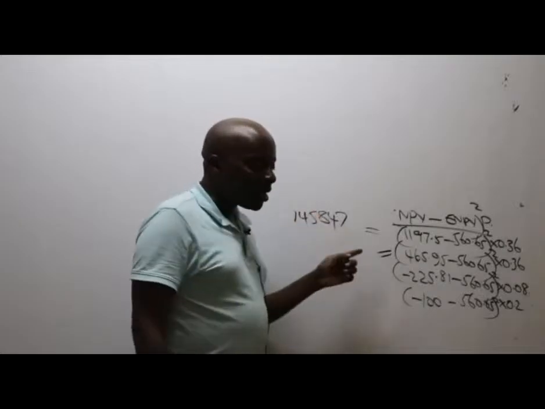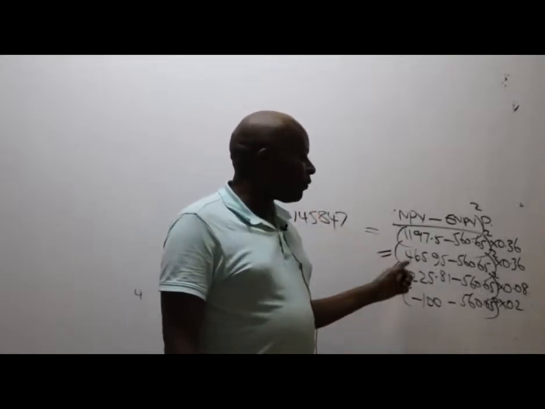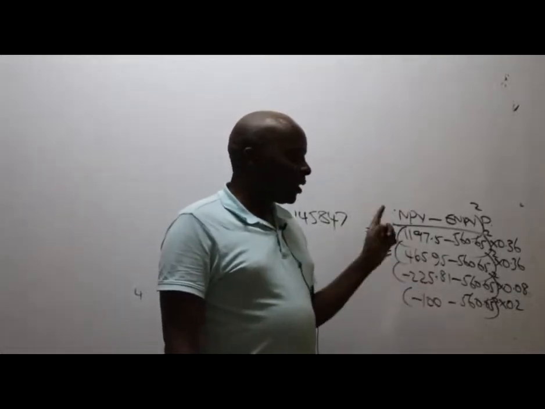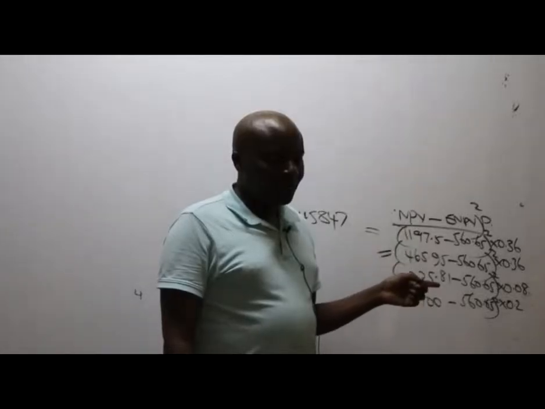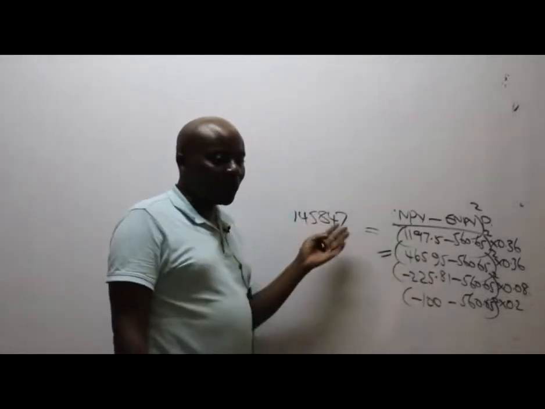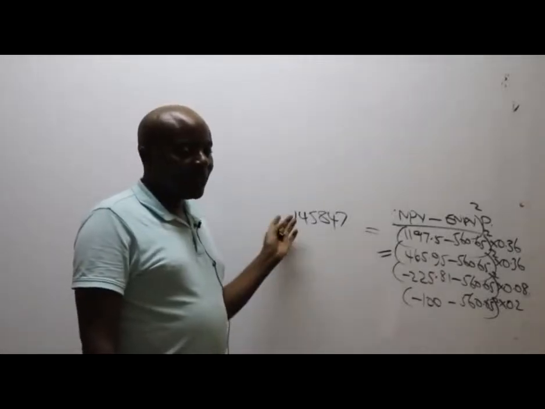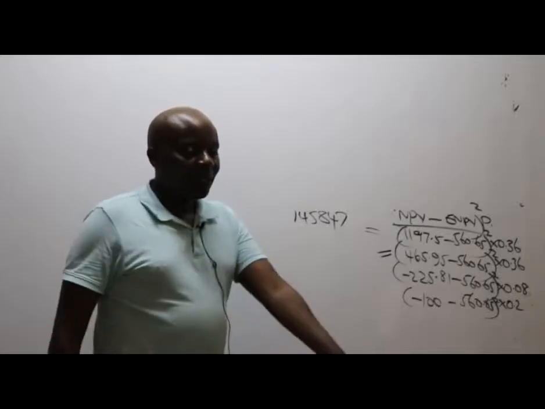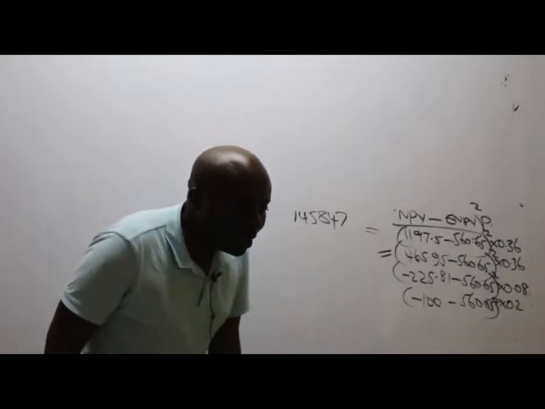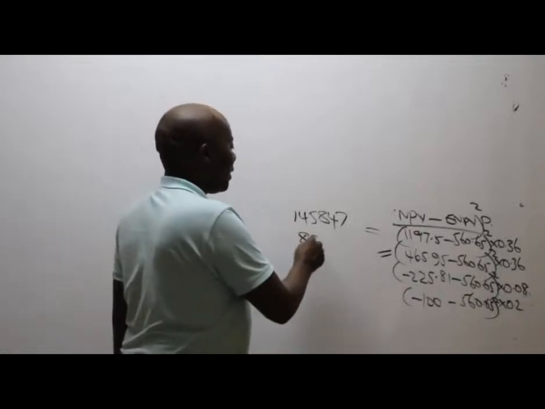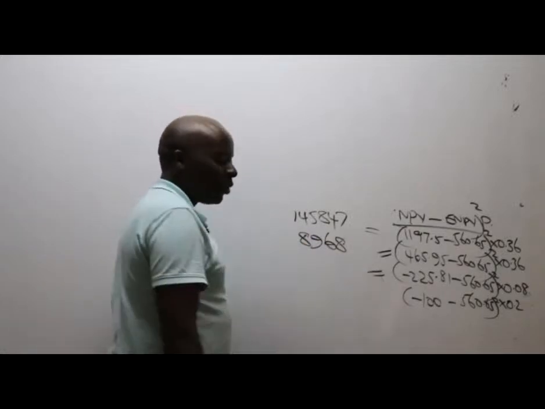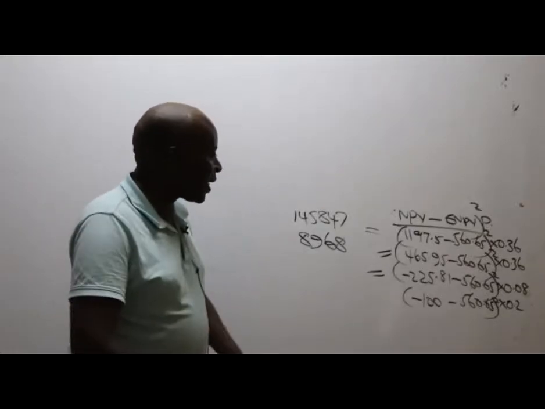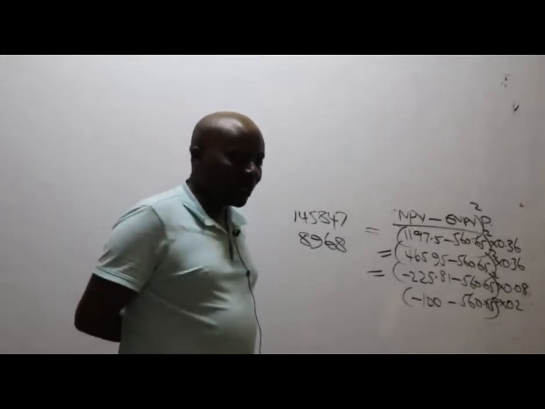Please remember to square. You say open bracket 465.95 minus 560.65, squared, times 0.36. Could you kindly give me a whole number? I would have wanted to write the decimals, but because of time, please give me a whole number here. The second one is 8968. Go to the third one. Silvanus says that the first one is supposed to be 146.